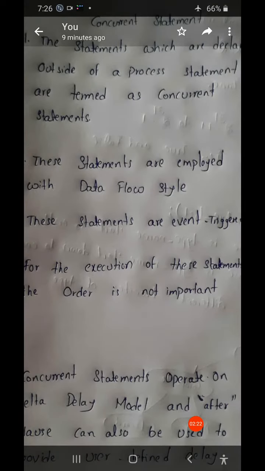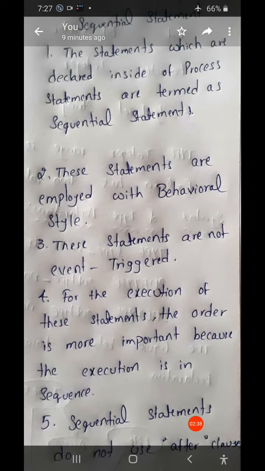Next, the fourth one. For the execution of concurrent statements, the order is not important. But whereas for sequential statements, the order is more important, because the execution is in sequence.